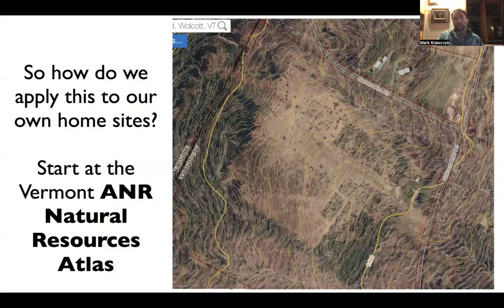And the next step is for us to figure out how we apply this to our own respective landscapes. In this case, we're looking at a satellite image of our host farm over in West Woodbury, and we're seeing both, I think, the USGS 20-foot contour intervals, along with the now freely available LiDAR data with 1-foot contours for the entirety of the state.